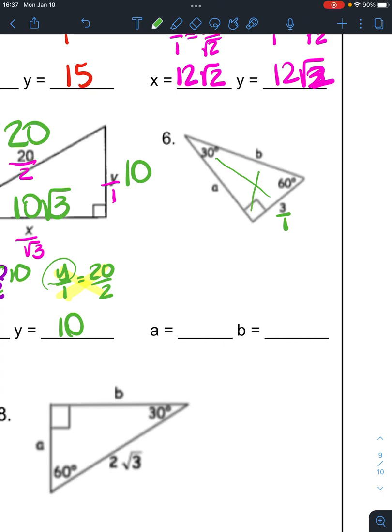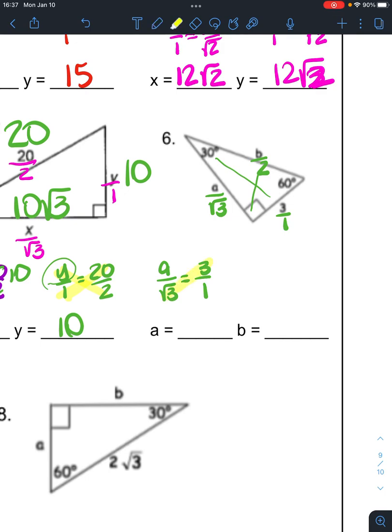Your hypotenuse, which is across from your 90, is over 2. And then your root 3 goes across from your 60 on the leftover side. So we want A. I want A over root 3 is equal to one of the fractions that has all of the numbers, 3 over 1.